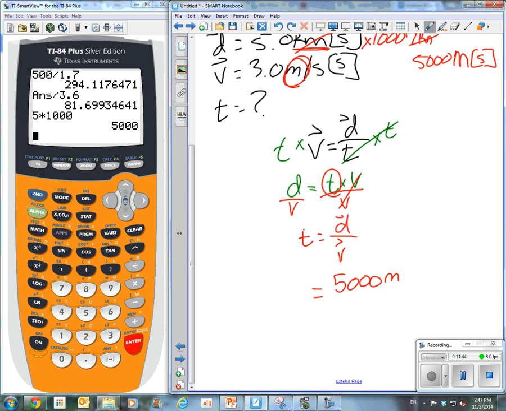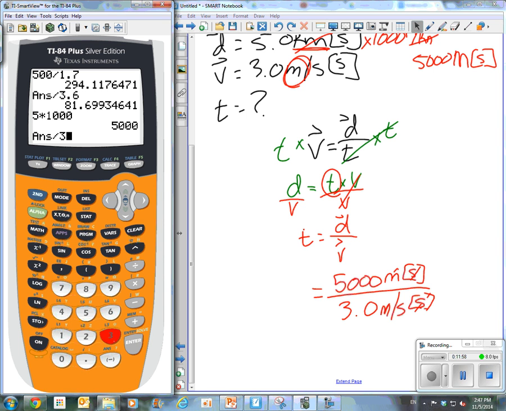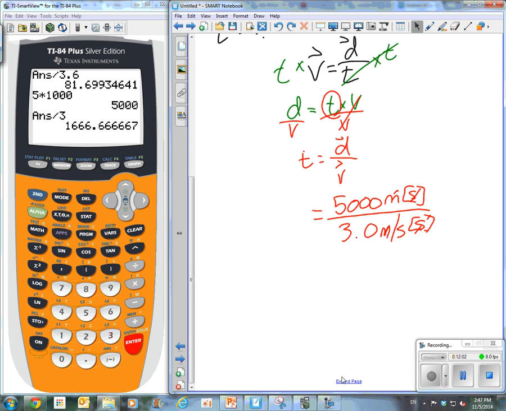5,000 meters south divided by 3.0 meters per second south. Okay, south and meters cancel. I'm left only with seconds. So 5,000 divided by 3 gives me 1,666.6 repeating seconds. Okay, because I'm only left with seconds now.